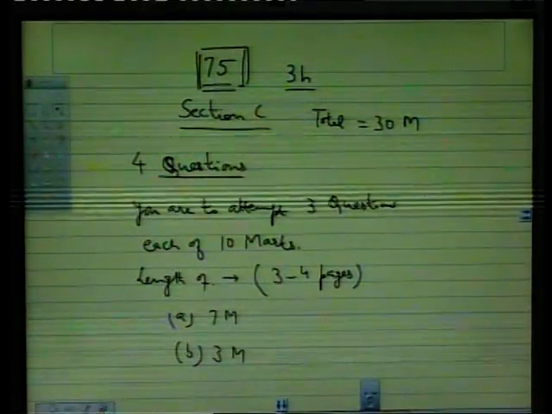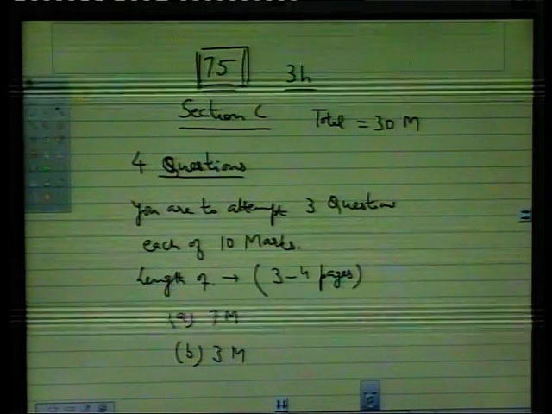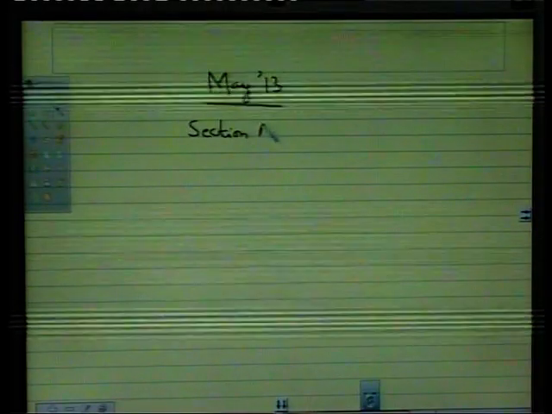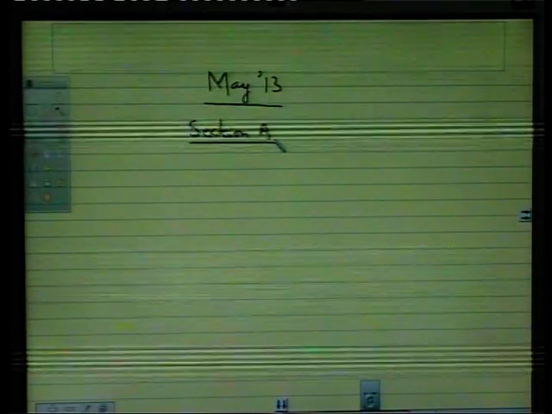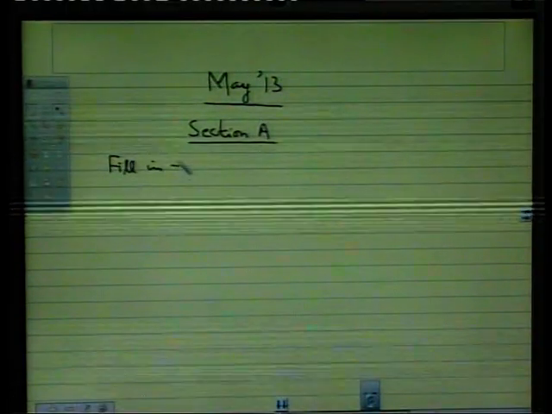So, when we have discussed the structure of the question paper, I would like to solve the paper of last May 2013, so that we can have an idea what type of questions are asked in the question paper. Now, when we discuss section A, which is of objective type questions, first was fill in the blanks.